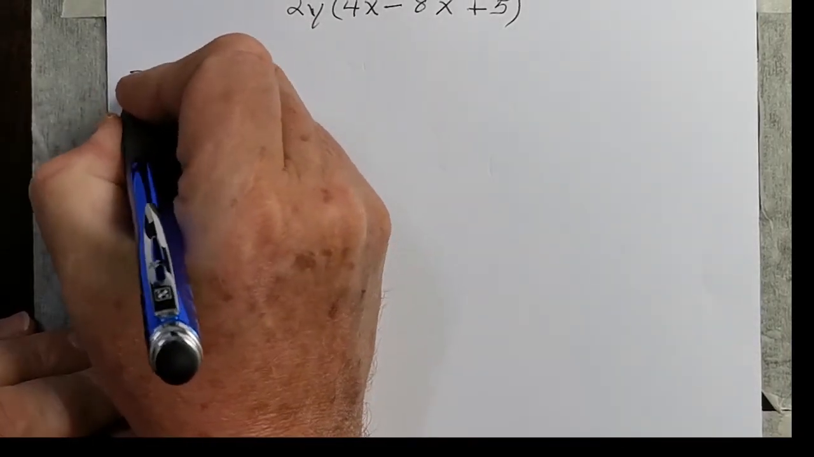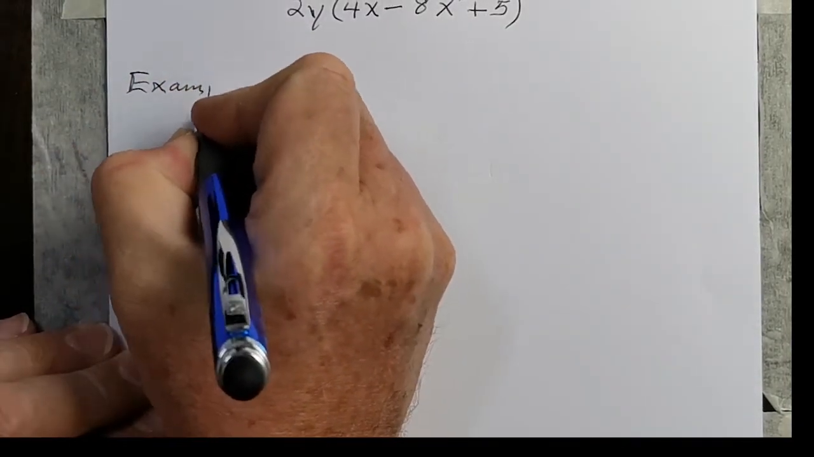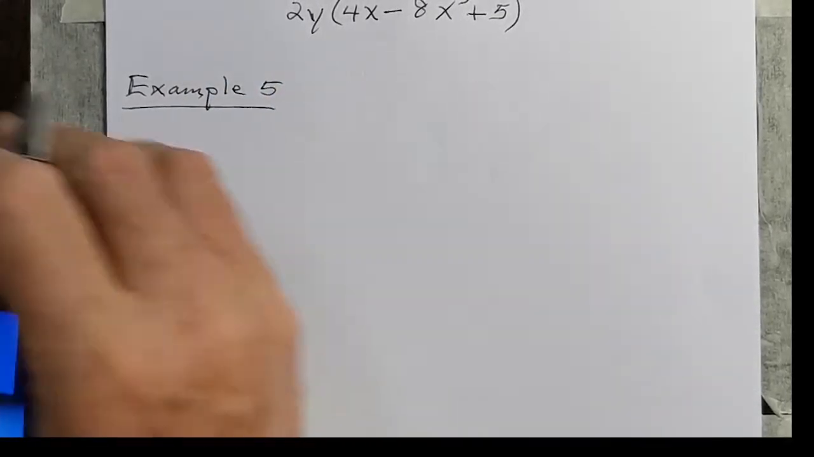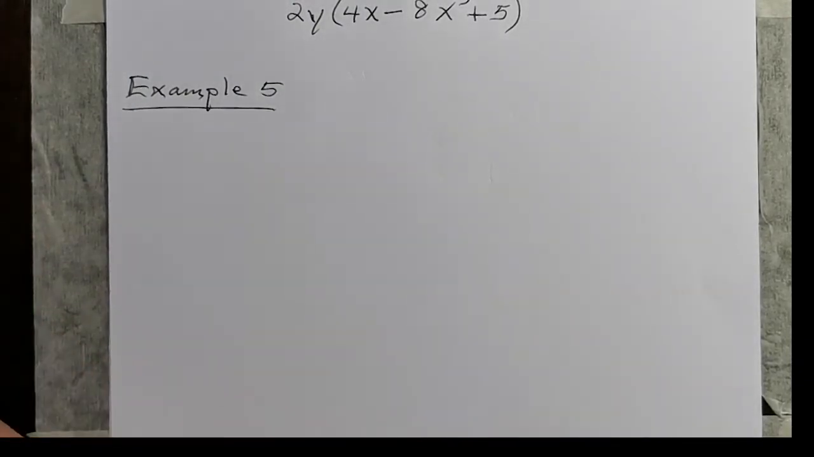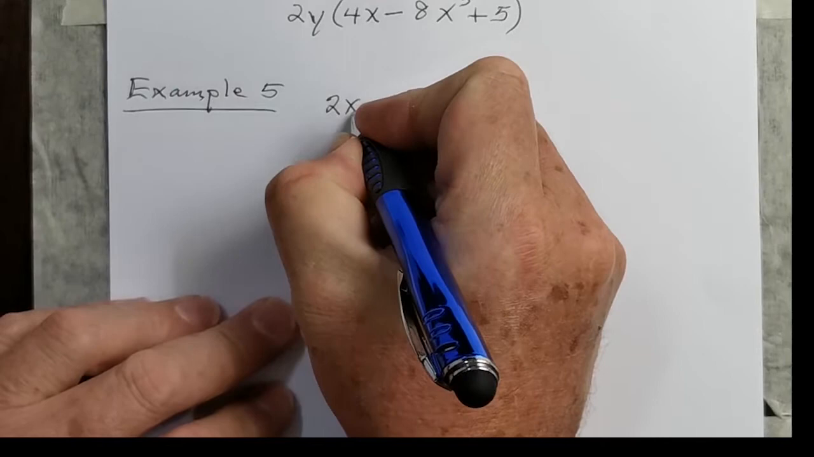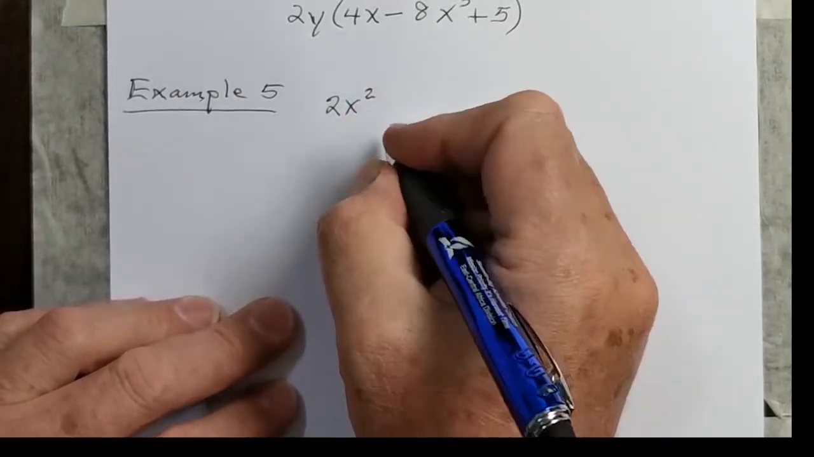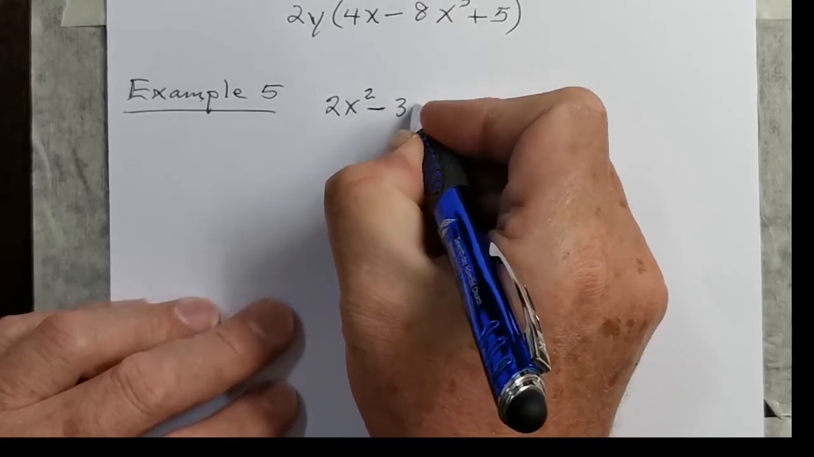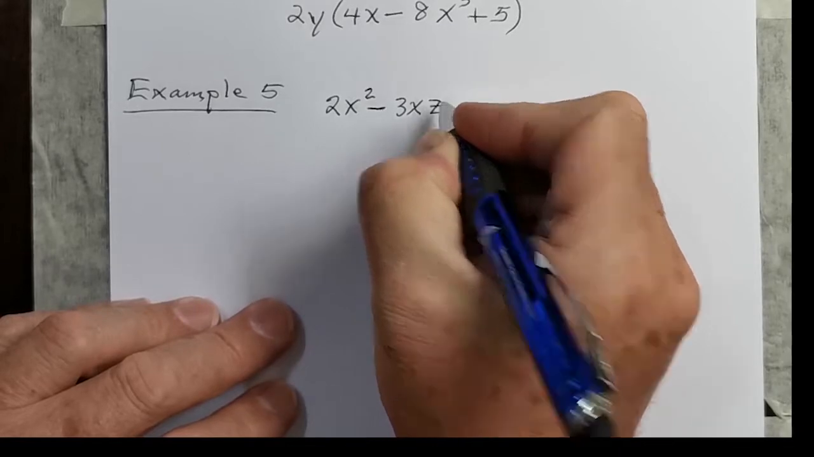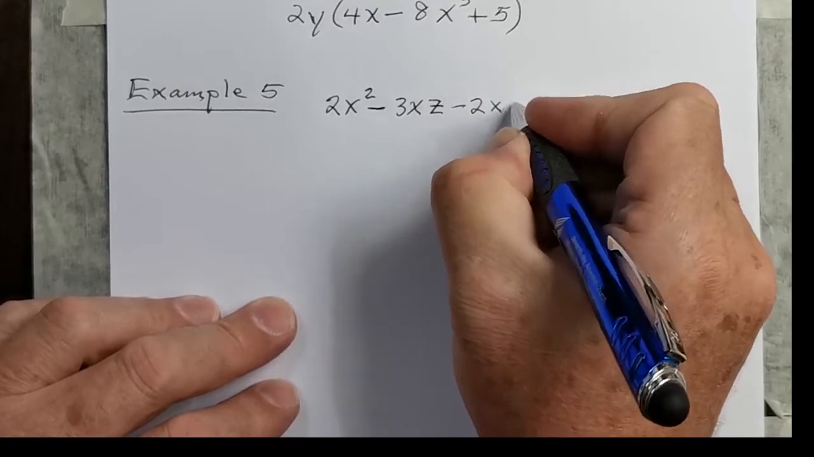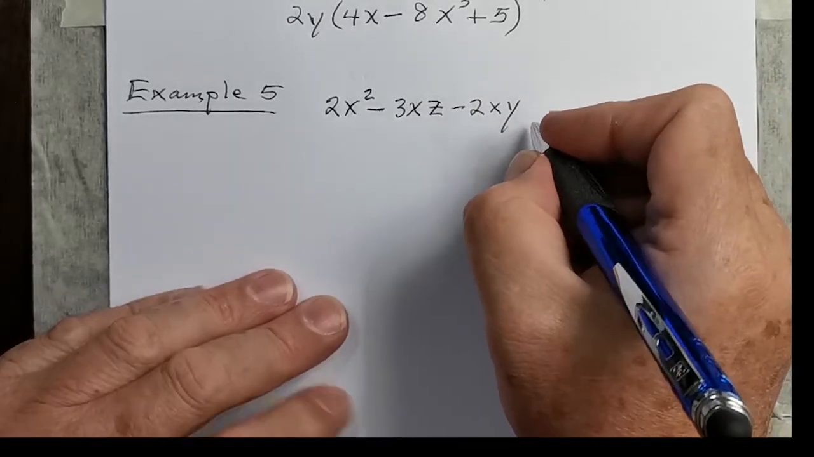Example number 5 gets just a little more exciting. This one is factoring by grouping. So let's write this down. 2x squared minus 3xz minus 2xy plus 3yz.